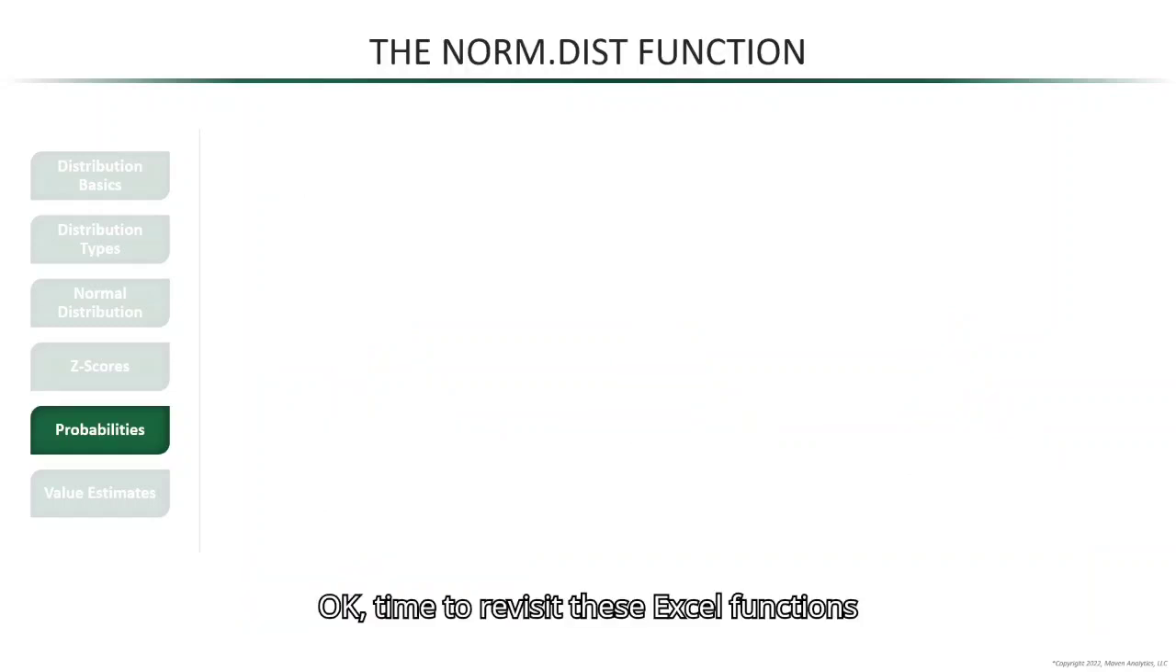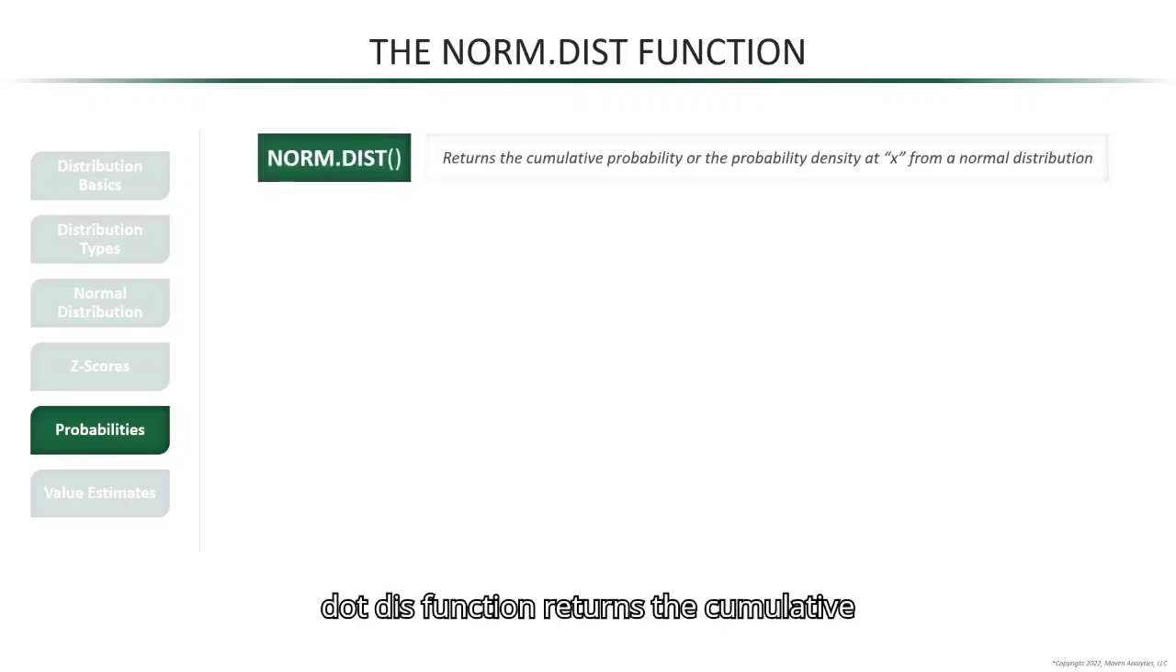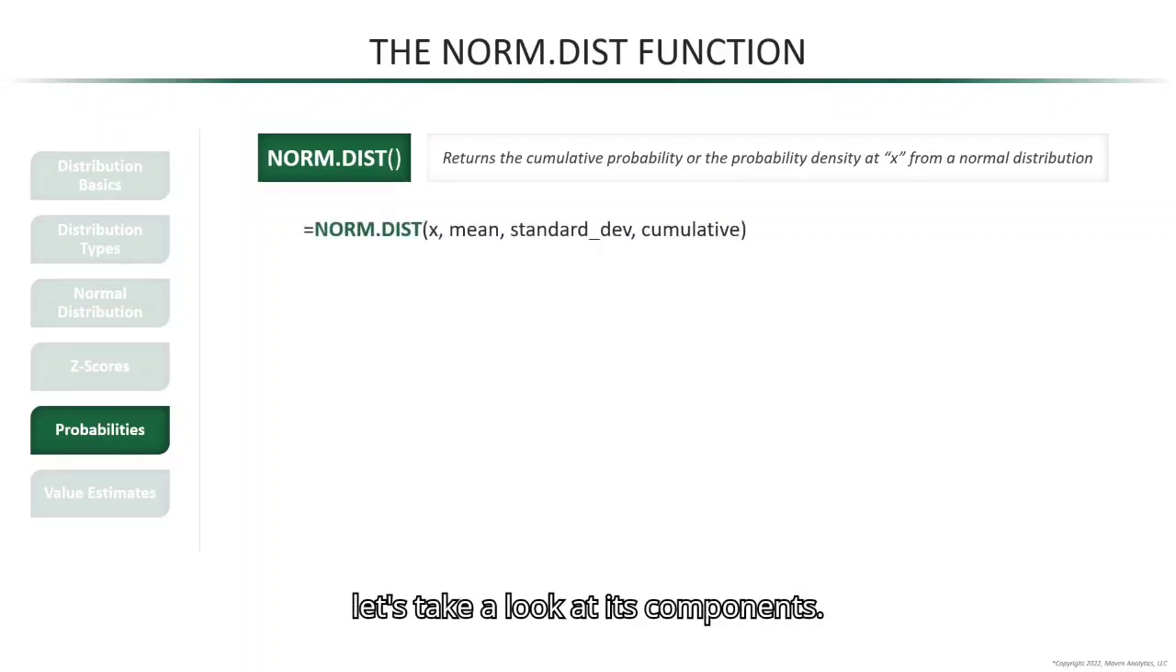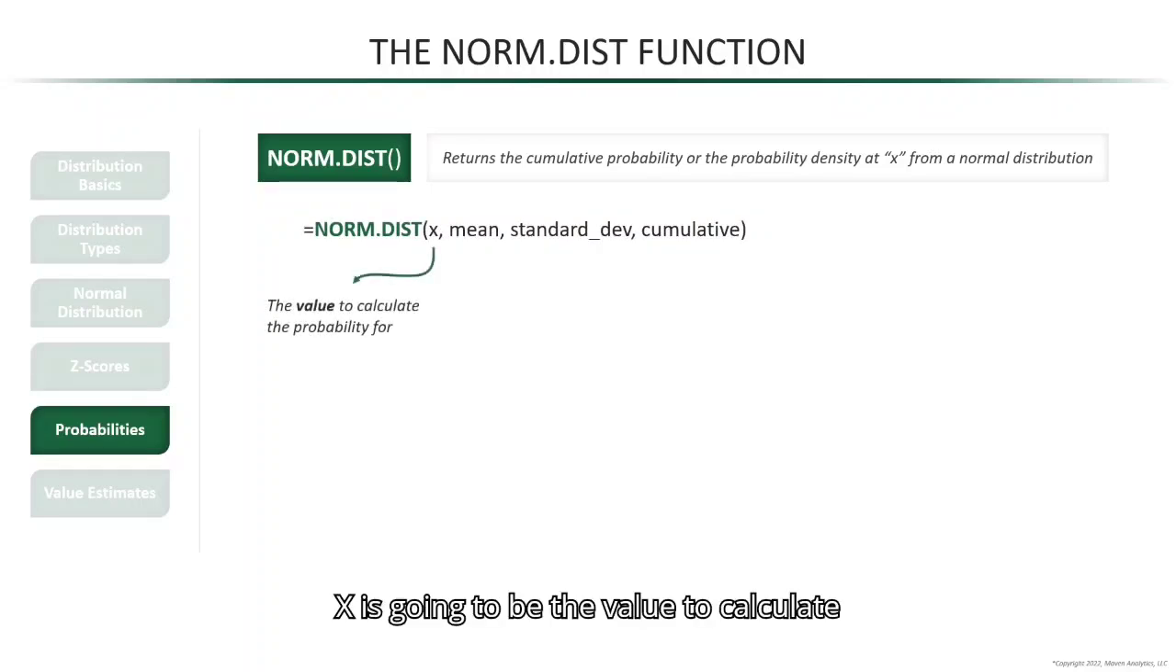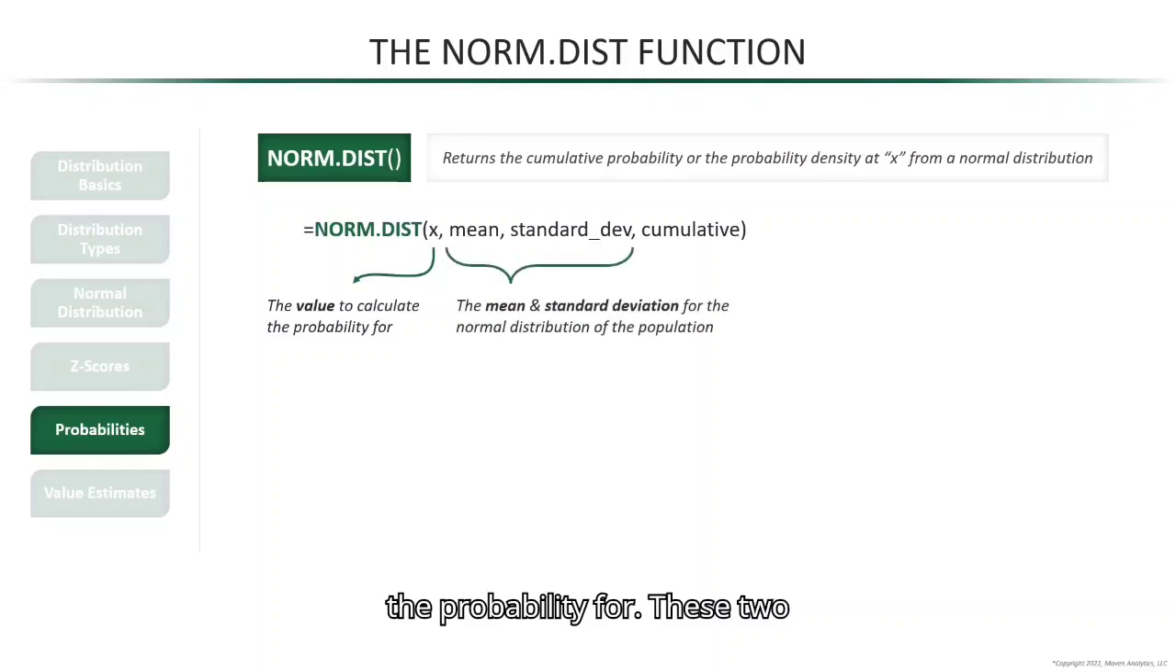Okay, time to revisit these Excel functions so that we can actually start calculating some probabilities. The norm.dist function returns the cumulative probability, or the probability density, at x from a normal distribution. And to understand it a little better, let's take a look at its components. X is going to be the value to calculate the probability for. These 2 arguments are the mean and the standard deviation that describe the normal distribution of your population.